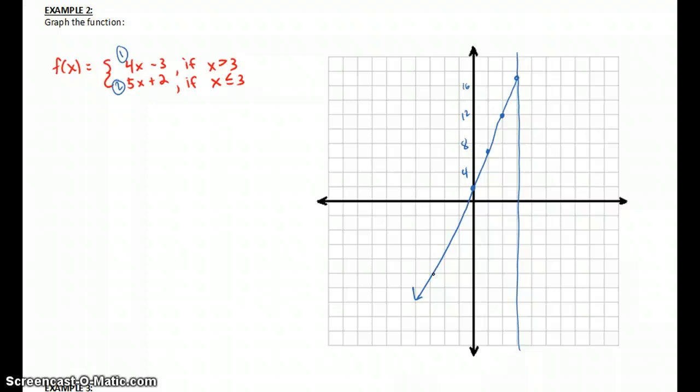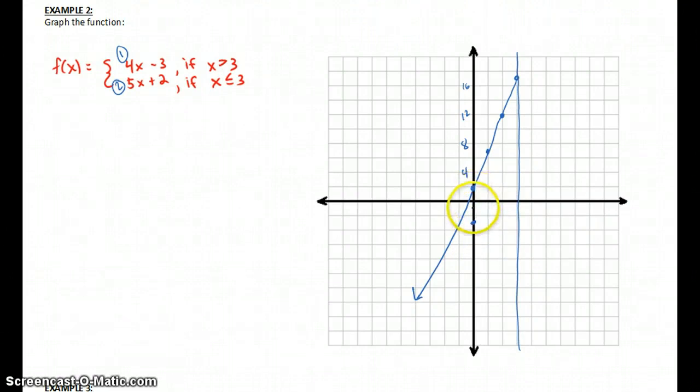The next piece, the first piece actually, 4x minus 3, is the part that's going to be graphed on the right. If we think about graphing that line, we have an intercept of negative 3, and again I went by 2's on that axis, so I need to make sure I uphold that. And then a slope of 4.